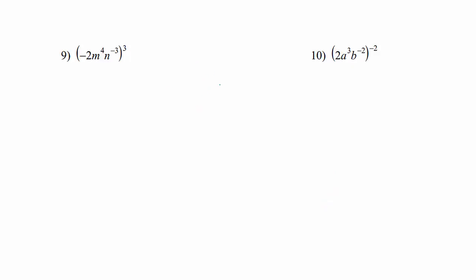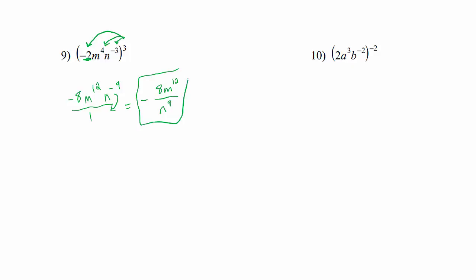Number 9. So we've got parentheses, and outside of our parentheses, we're raising this to the 3rd power. And what we want to pay attention to is that everything inside needs to get this cubed. So for the negative 2 here in front, when I cube negative 2, it becomes negative 8. When I do m to the 4th and I cube it, I get m to the 12th. And when I do n to the negative 3rd to the 3rd, I get n to the negative 9th. So I need to move just the n down to the bottom to give it a positive exponent. This is negative 8 m to the 12th over n to the 9th. And you'll notice that I don't try to combine m's and n's because they're not alike. They have to stay separate.